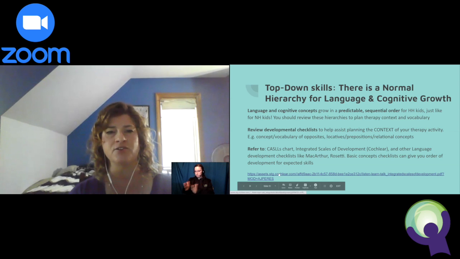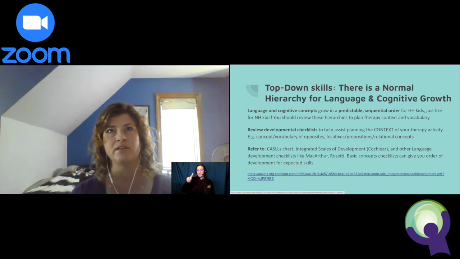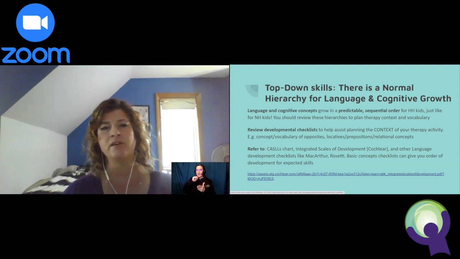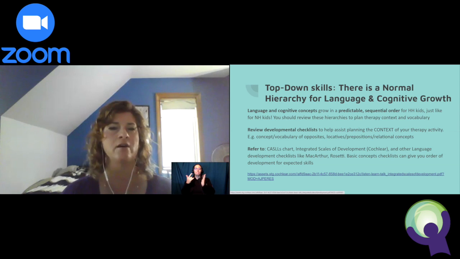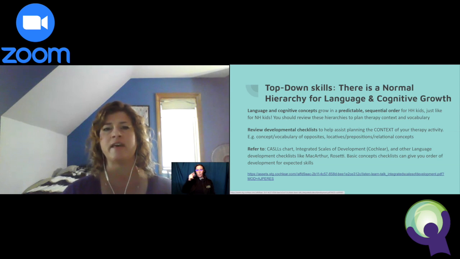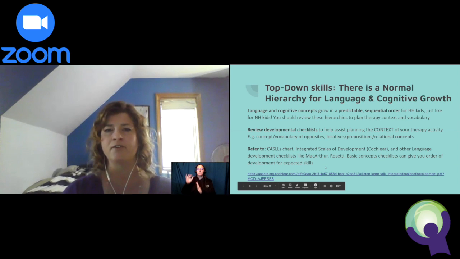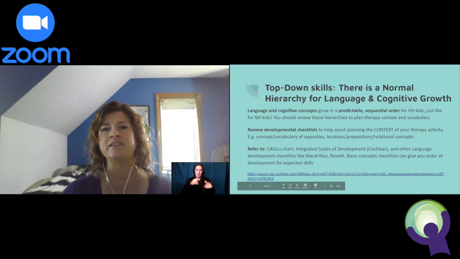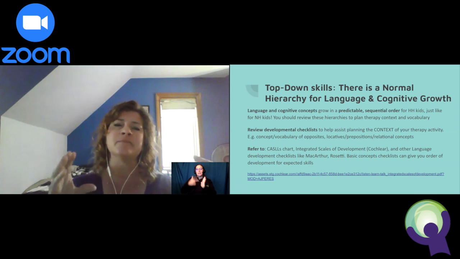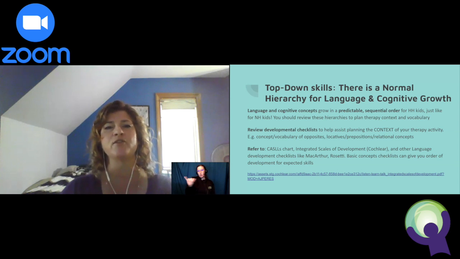This last link I tried the past couple of days was supposed to be for the Integrated Scales of Development from Cochlear, and for some reason they've unlinked those things. But if you type in a search bar, Integrated Scales of Development, that one will pop up. So I can't show that to you right now because I don't know how to do that while I'm sharing the screen. But basically it does give you a very similar, but toned down version of what the Cottage Acquisition Skills would have.